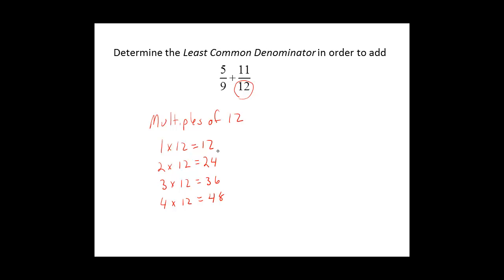Does 9 divide 12? No. Does 9 divide 24? No. Does 9 divide 36? Yes. This is the first number that 9 and 12 divide that is in the list of the multiples of 12. So 36 is the least common denominator of 9 and 12.